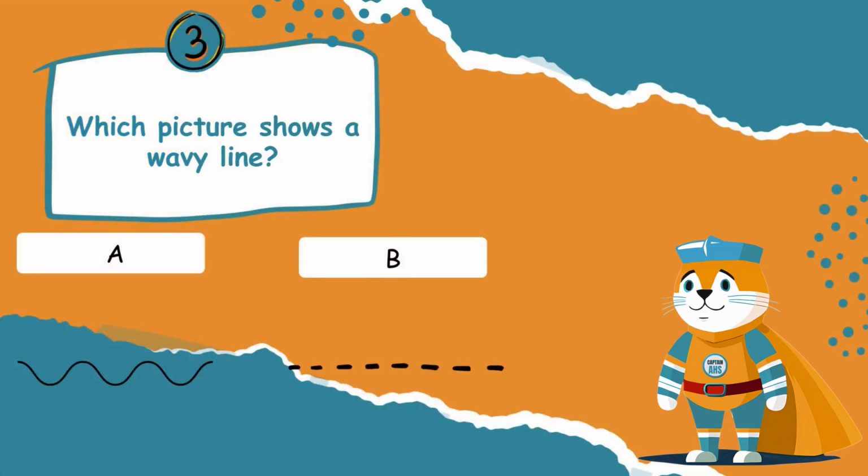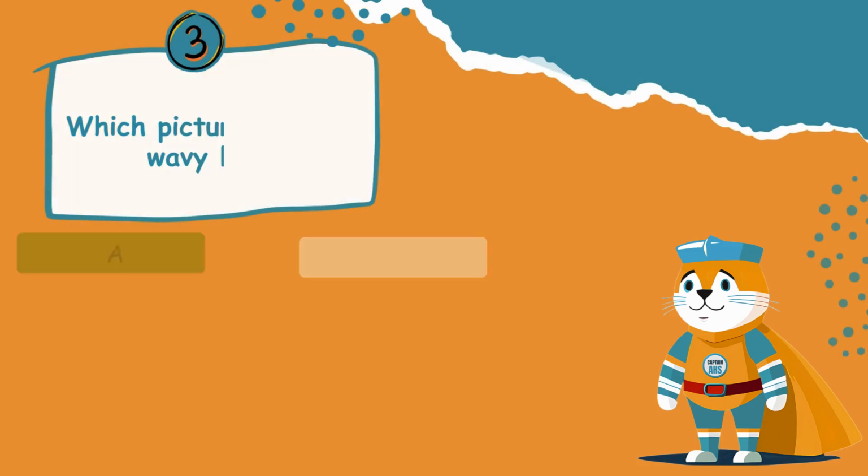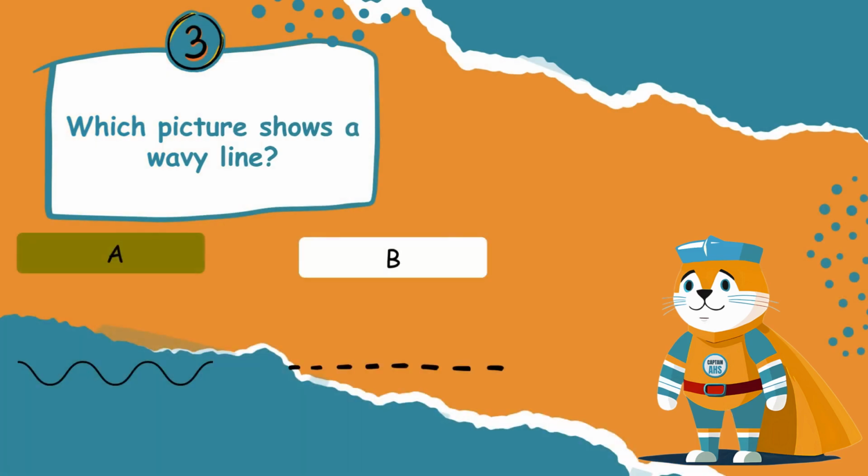Which picture shows a wavy line? Option A, a line that curves like waves in the ocean. Option B, a dashed line. Good job! Option A is correct. A wavy line looks like a flowing ribbon or rippling water.